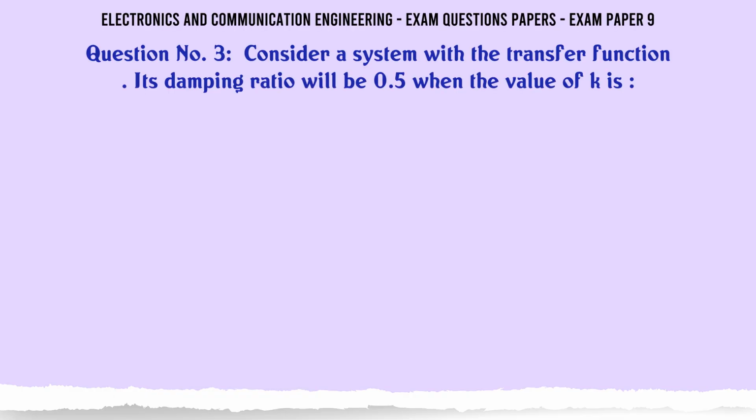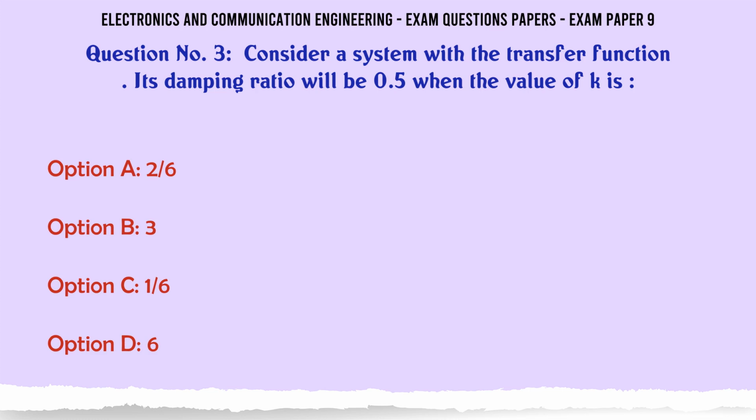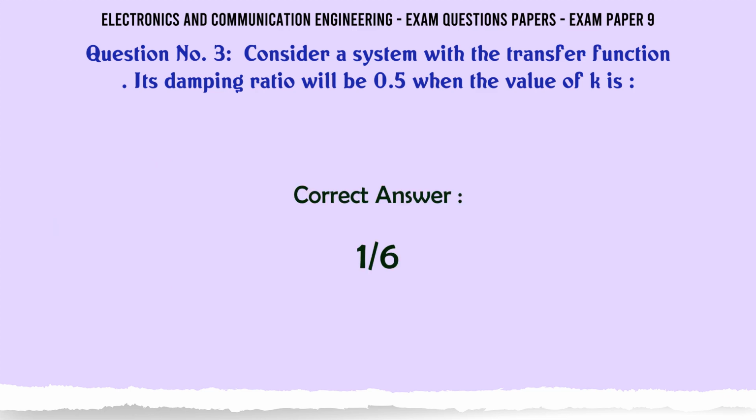Consider a system with the transfer function. Its damping ratio will be 0.5 when the value of k is a) 26, b) 3, c) 16, d) 6. The correct answer is 16.